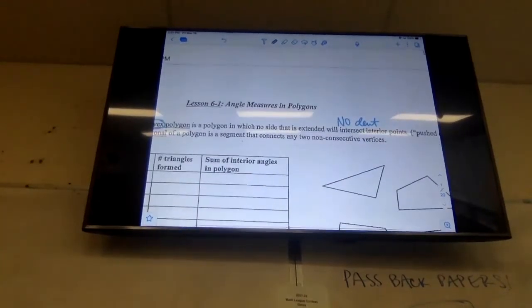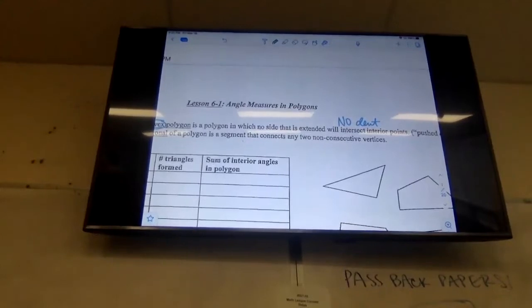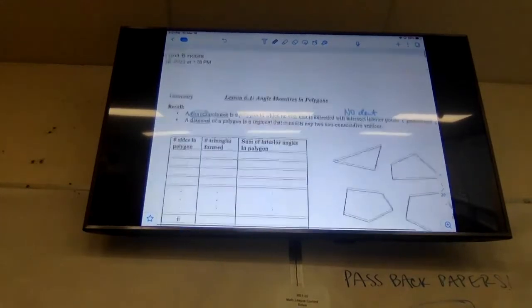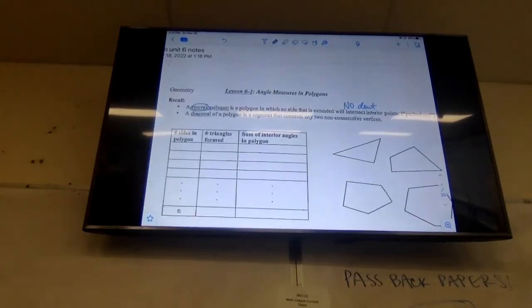The big formal definition says it's a polygon in which no side that is extended will intersect interior points. That just means it's not poked in, it's not dented. The diagonal of a polygon is a segment that connects any two non-consecutive vertices. So any two vertices that are not directly next to each other.